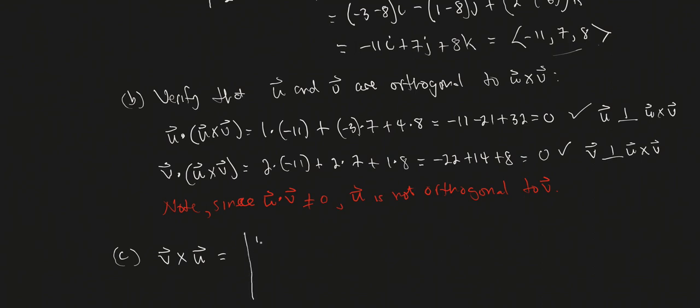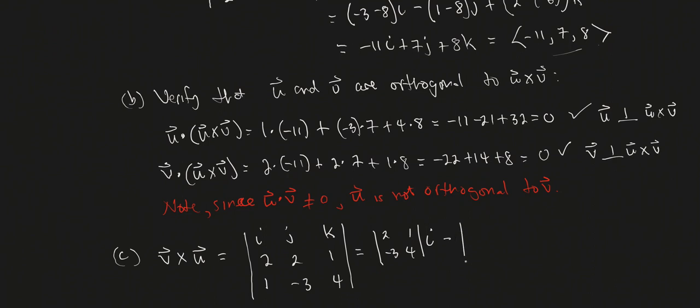So let's go ahead and set up our 3x3 determinant. So i, j, k. And then the components of v are 2, 2, and 1. The components of u are 1, -3, and 4. So let's see what happens by switching the order here, right? So we're going to have our 2, 1, -3, 4 times i. So that's when we block out the first column, first row. We're left with that submatrix.